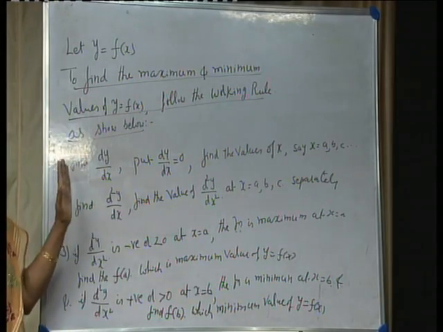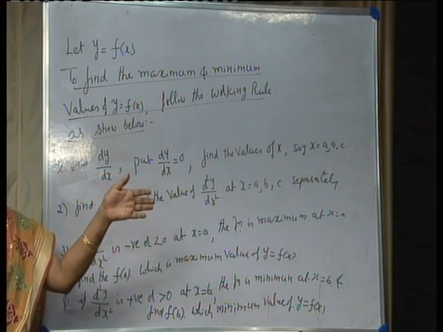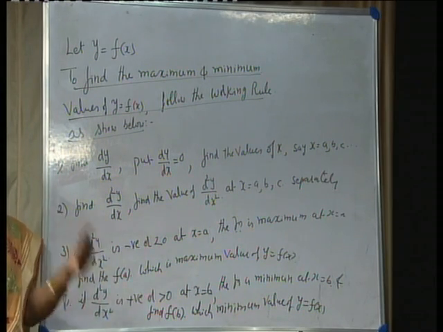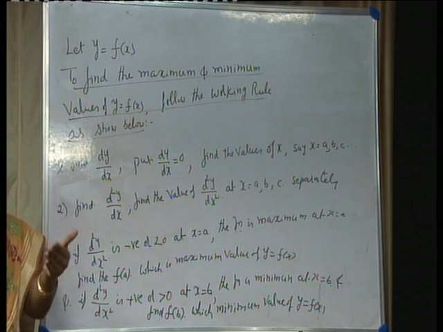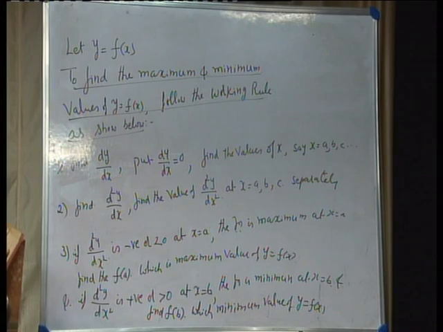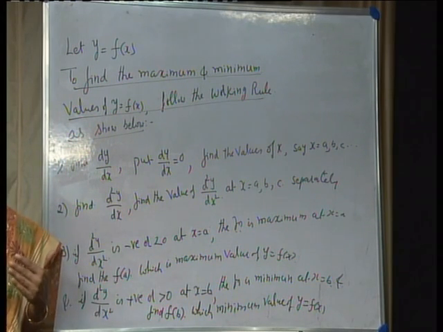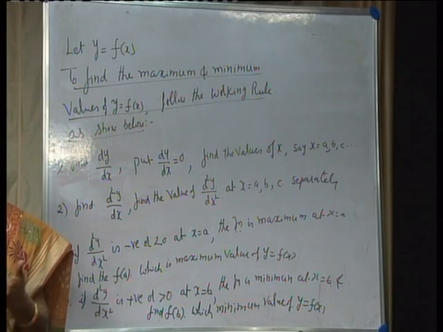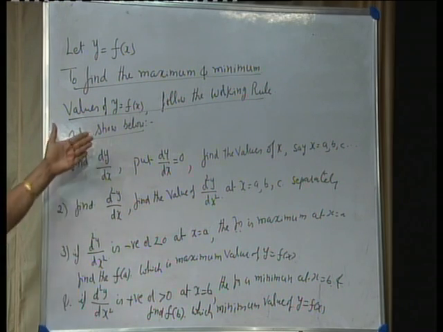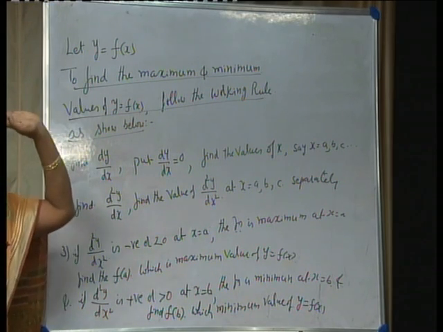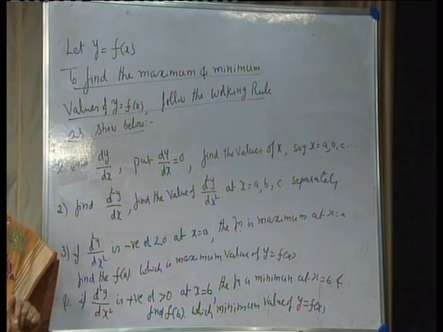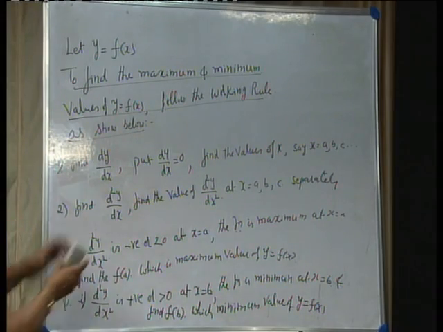You find dy by dx, equate it to 0, find the values of x. Find the second derivative, substitute the values of x in the second derivative. If we get negative or less than 0, at that point the function is said to be maximum. But if the second derivative is positive or greater than 0, then the function is said to be minimum. So, we have to remember these 3 steps to solve the problem of finding the maximum and minimum values of the given function. Now, we will do the problems on this.